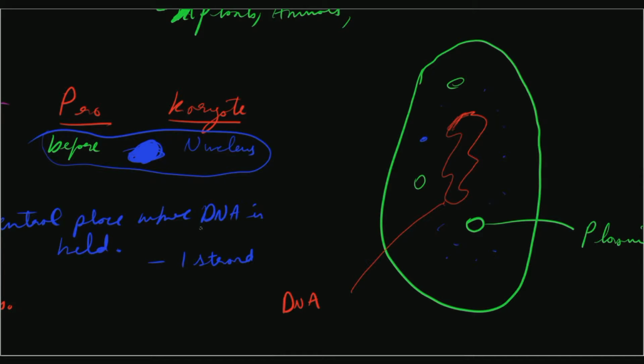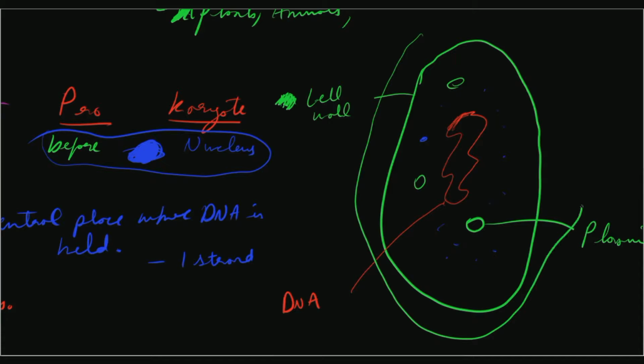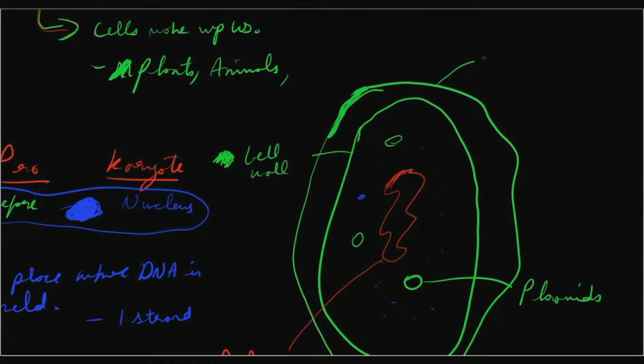Okay, so then in the green we have the membrane. In prokaryotes we actually have a cell wall, such as plant cells have, but some of these, over the cell wall, have this thing called chitin, or a capsule made up of chitin. So you have a capsule.